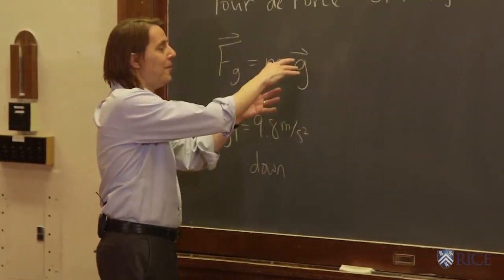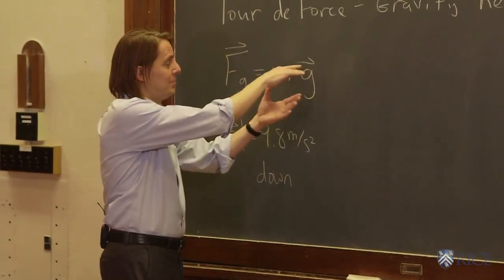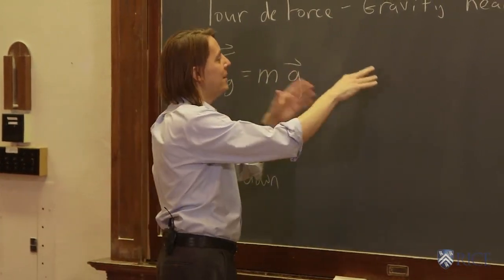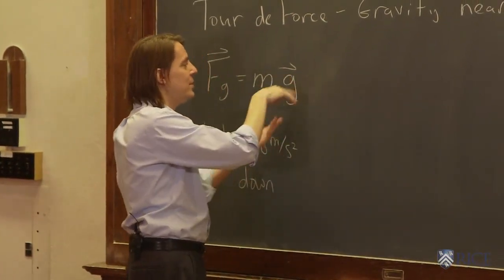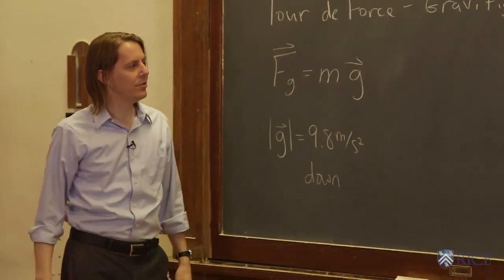So the reason they fell at 9.8 meters per second squared is because when you set this equal to ma and the masses cancel, the acceleration you get is equal to the small g gravitational constant.